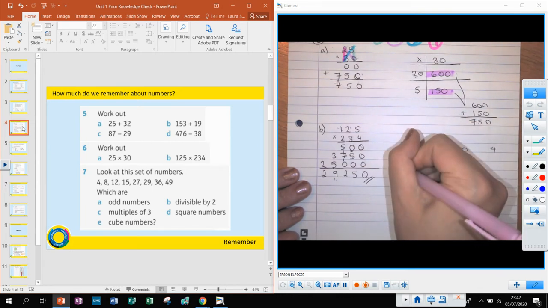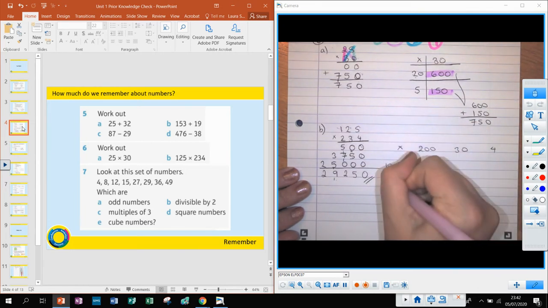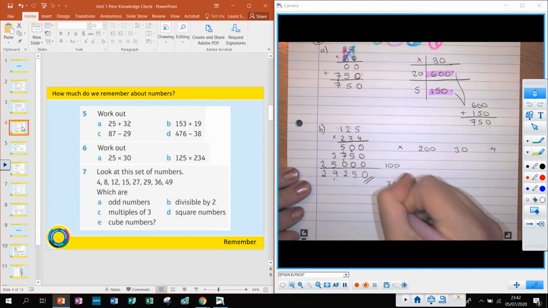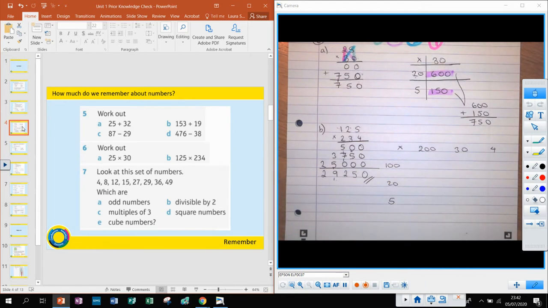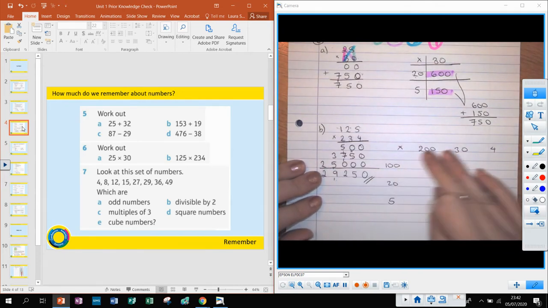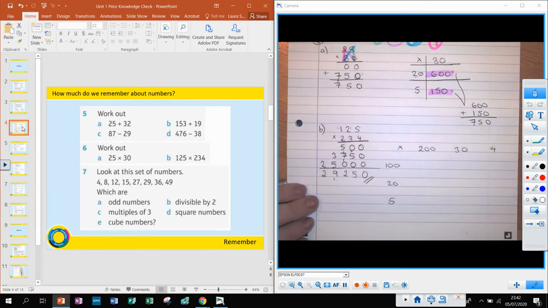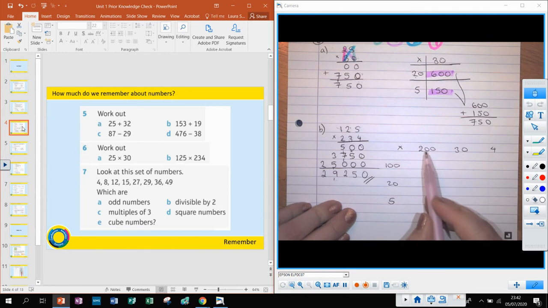We're multiplying by 100, 20, and 5. Okay? Now, in an exam, it does take time to draw these, so I'm quite happy if you space it out like that, or you can use a ruler and put in your grid lines.